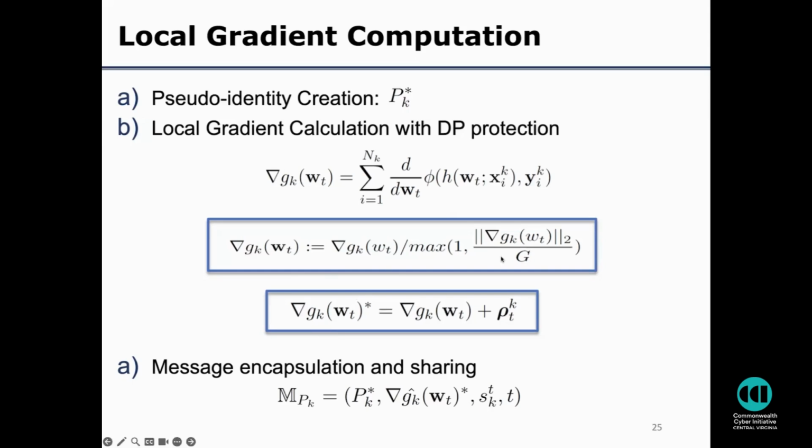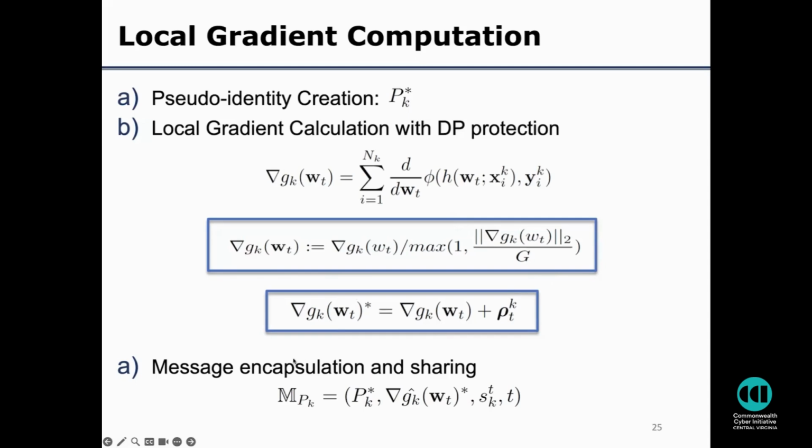However, if we add random noise to the gradients, this can affect the prediction accuracy and may still have privacy leakage. So then the question is how to find the rho. We will introduce this later.